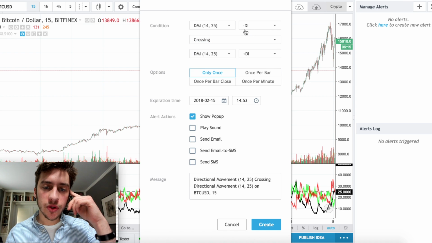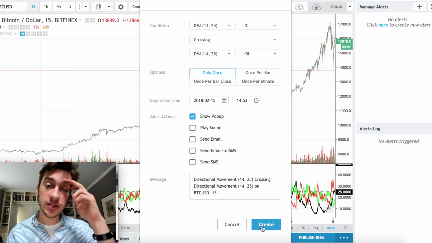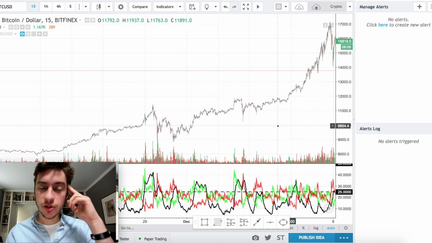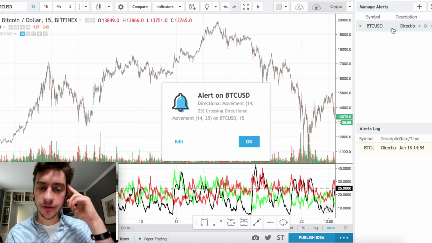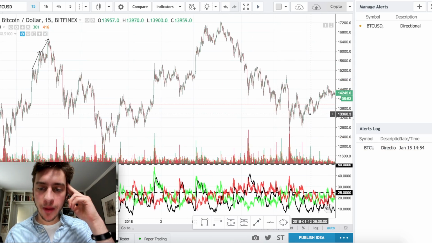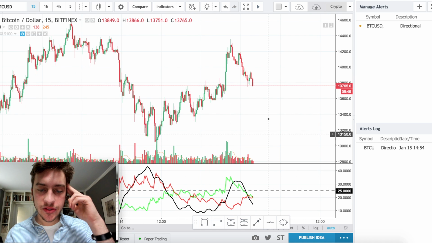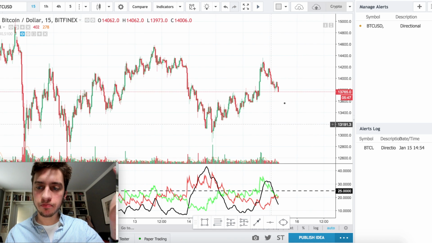So if minus DI crosses plus DI, this is what it should look like. Hit create. And of course your time frame as well. I'm using the 15-minute. And this is going to notify you whenever the DIs cross in real time. So I just hit create, and you can see that right there. Boom. And my alert log is up, as you can see there. So if these were to cross, I would be alerted to it.